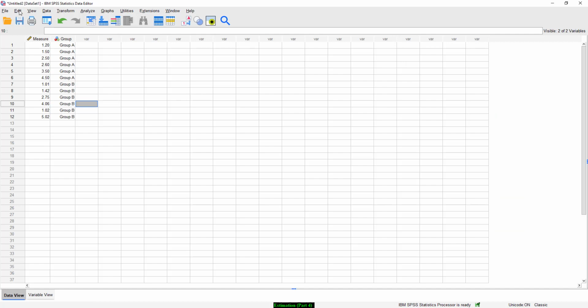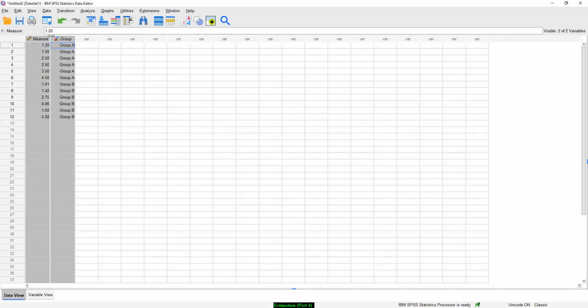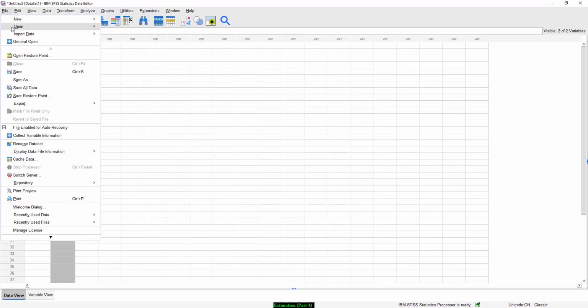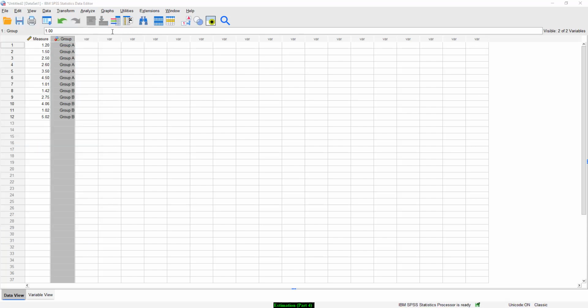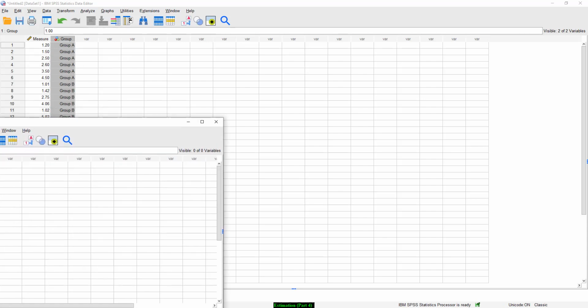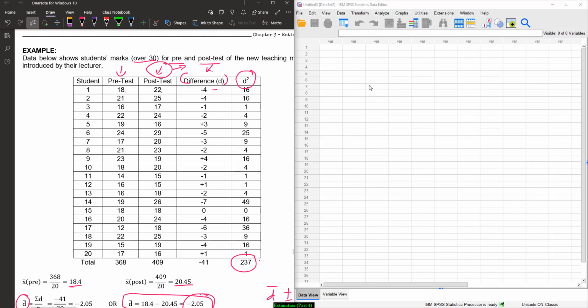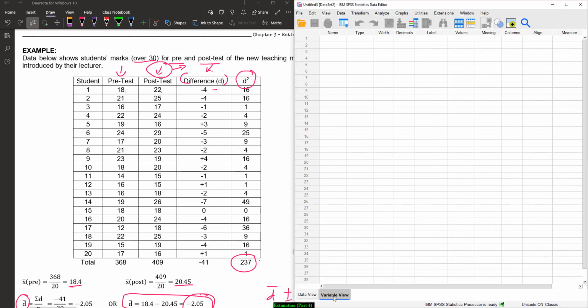Now let's look at this data. Let's try to key in this data. Remember, this is how the layout is for the independent sample t-test: the first variable should be numerical and the second variable should be categorical, representing two groups. But it is different for the dependent sample t-test. Let's say we click a new data.